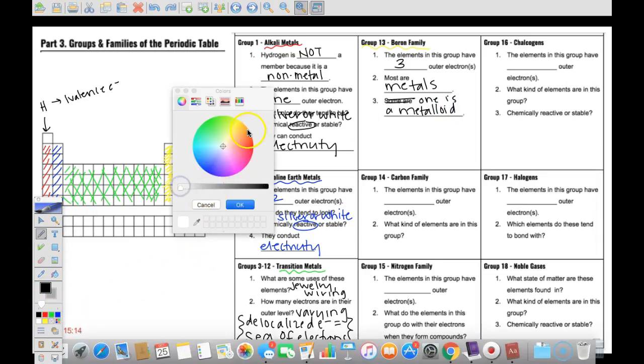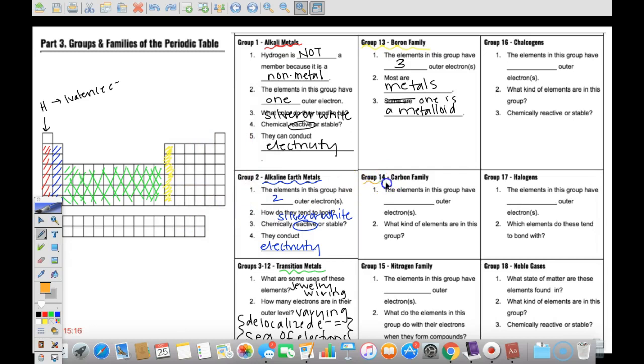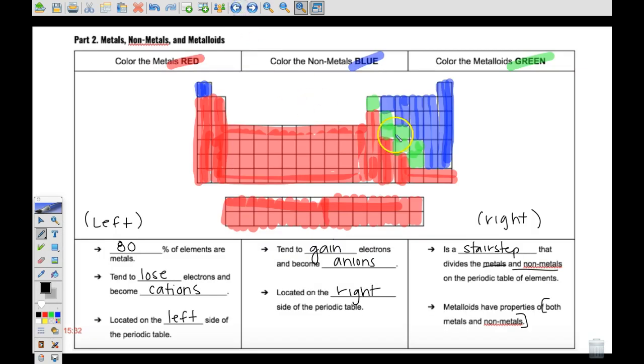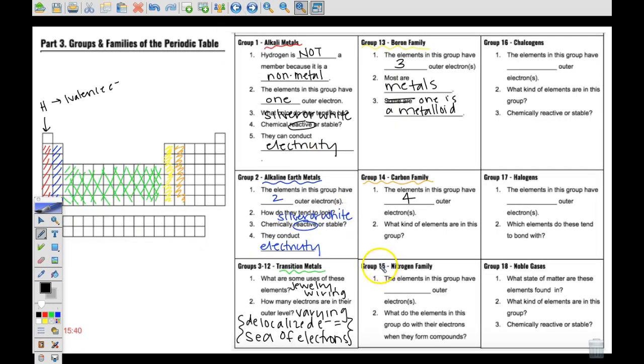The next family we have to talk about is the carbon family. Again, not super clever in terms of naming. Group 14 is known as the carbon family. And in this particular family, they all have 4 outer electrons. But what kind of elements are in this group? Let's turn the page back over. So in group 14, we have a nonmetal, a metalloid, and some metals. So we have a representative of all the different types of elements in this family. So we have a nonmetal, we have 2 metalloids, and we have some metals.